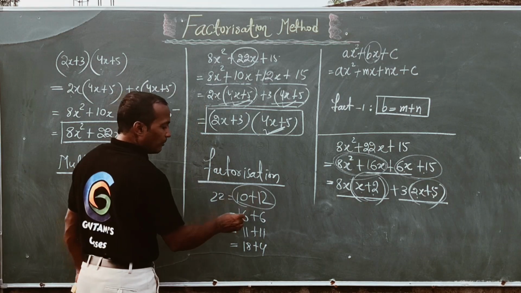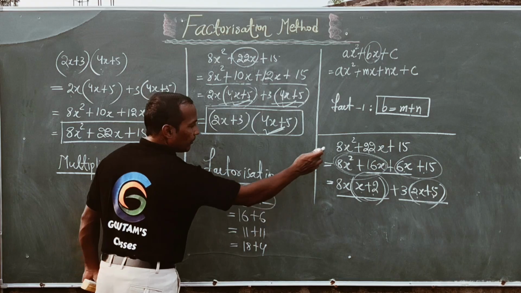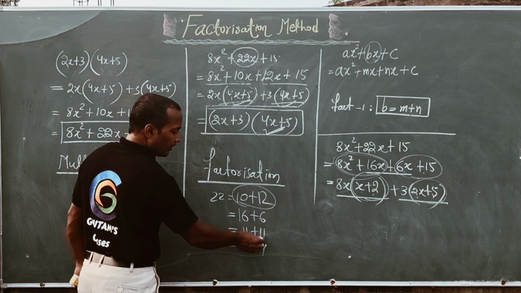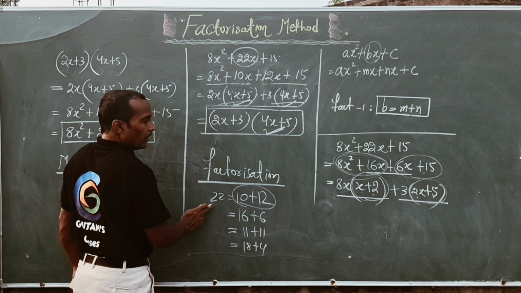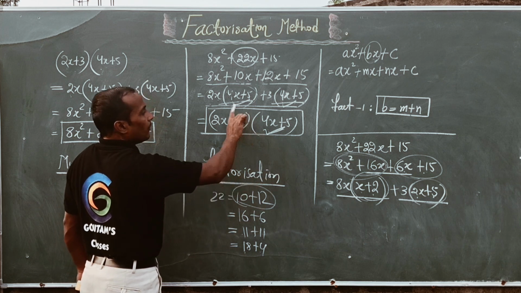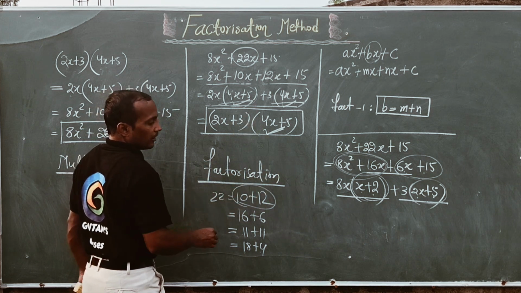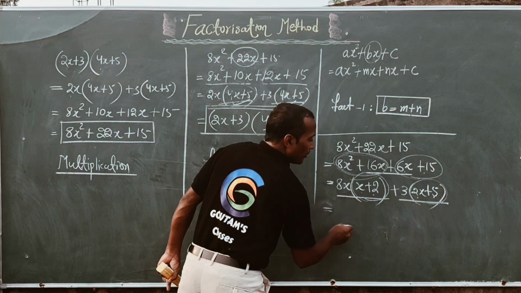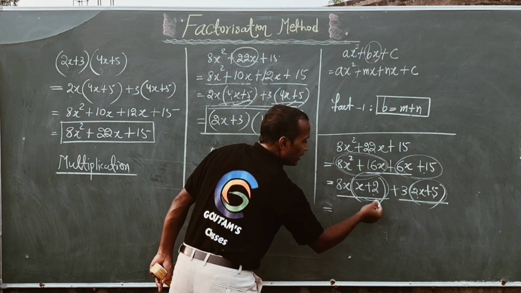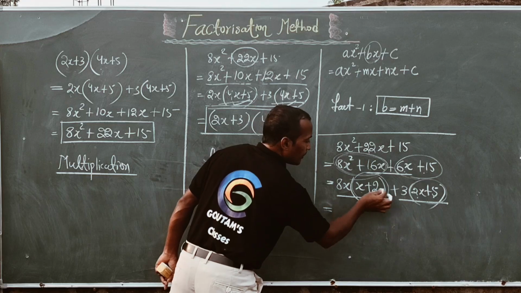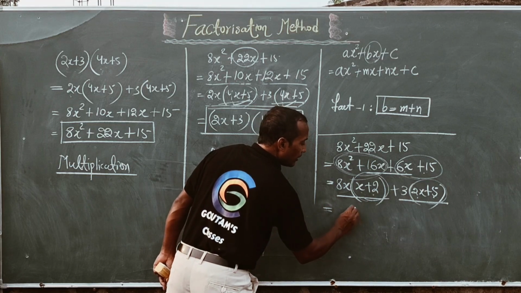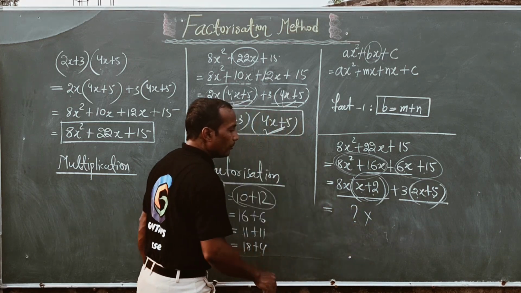Actually, this happened because you took 16 and 6 in place of 22. If you take 11 and 11 or 18 and 4 or any other two numbers which give you the sum 22, then this thing will not work. You don't get a binomial as common factor, so you cannot take anything common out of these two expressions. So that's why factorization will not be possible.